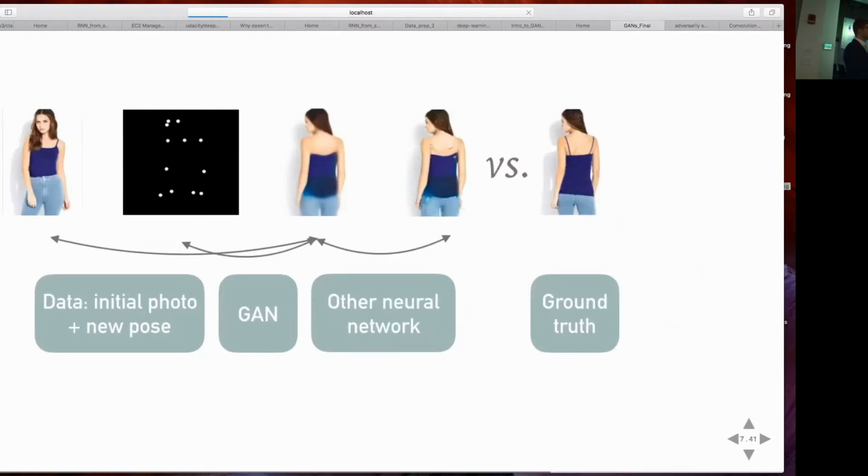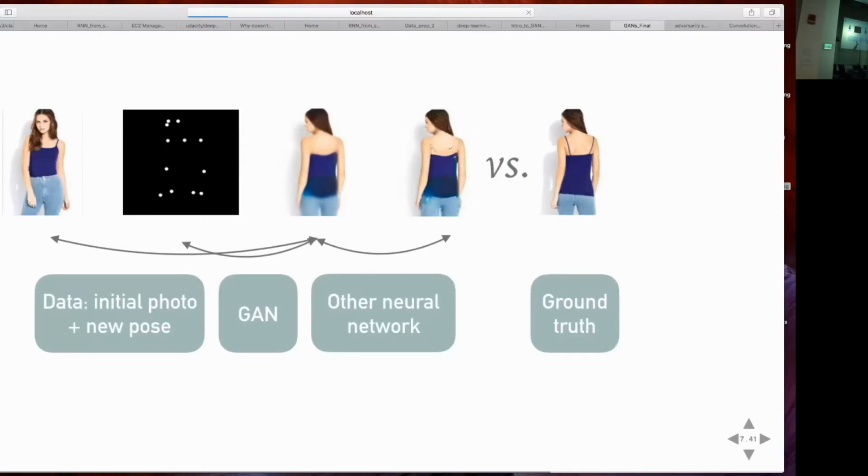So, pose-guided person image generation. It is what it sounds like. The researchers figured out a way to use GANs, as well as other neural network techniques, to take an image of a person and change their pose. So here's an example. They have this model standing against a white background, and they defined a pose here. The pose here turns out to be her turned around.